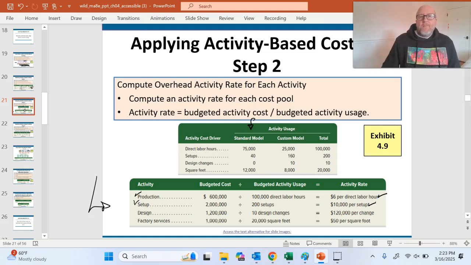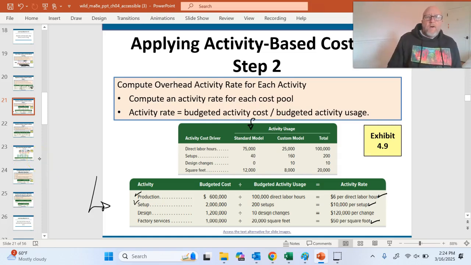Then design changes. That's important. The standard model requires no design changes. And if it doesn't require any design changes, then we're not allocating any of the design overhead to the standard model. And then finally, the standard model is going to use 12,000 square feet of the factory. And therefore, that's important because we said when we get down to factory services, we are going to allocate that $1 million in overhead based on the square foot. And so we're going to allocate $50 per square foot applied to 12,000 square feet.